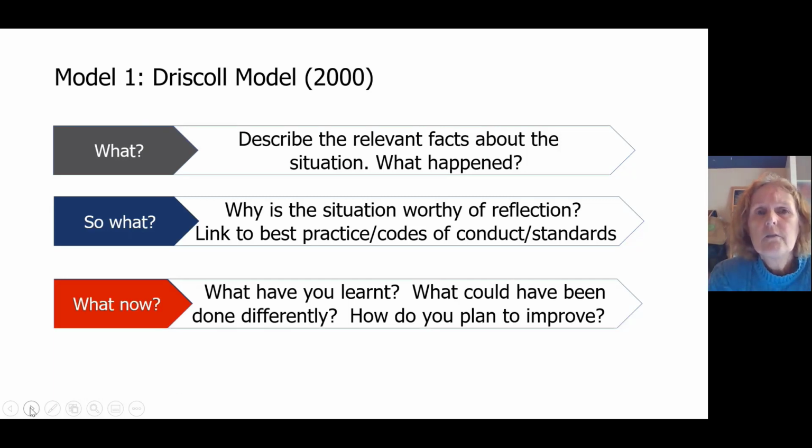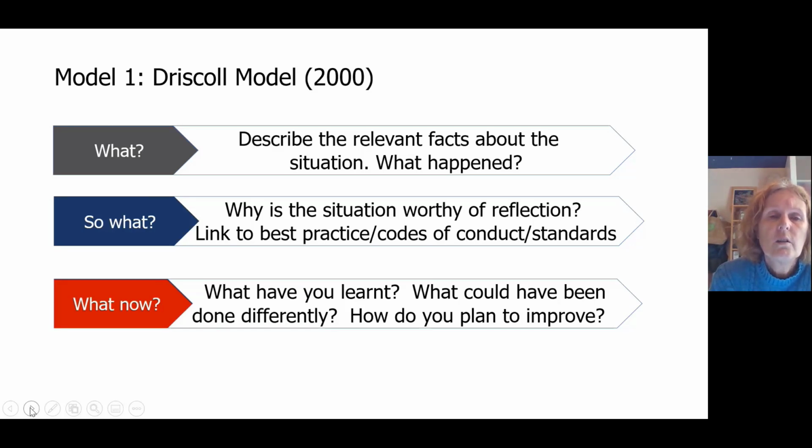There are lots and lots of different models that you can use to reflect on, but one of the most simple is Driscoll's model. It's 3 questions: what, so what, and now what. Under the what bit, you describe what happened. You tell the facts about what happened.